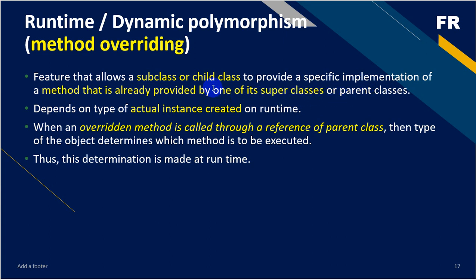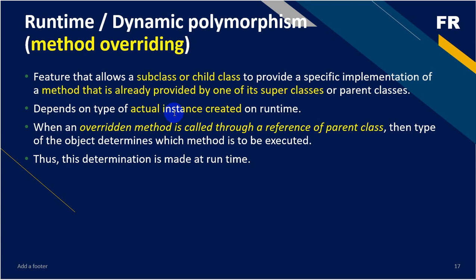Right. The feature being discussed is that with respect to dynamic polymorphism, the important concept is that the method must be the same in the child class or subclass and the parent class or superclass. So when we access a particular method through an appropriate object, we'll see how it happens. It depends on the type of the actual instance created at runtime. So that is the crucial point, the crucial sentence.